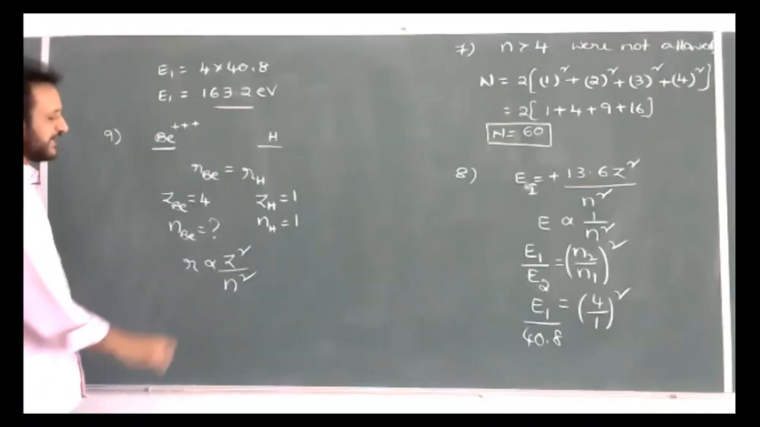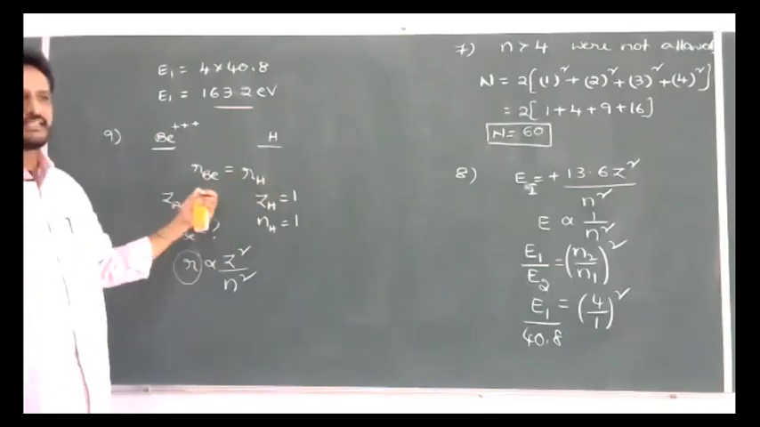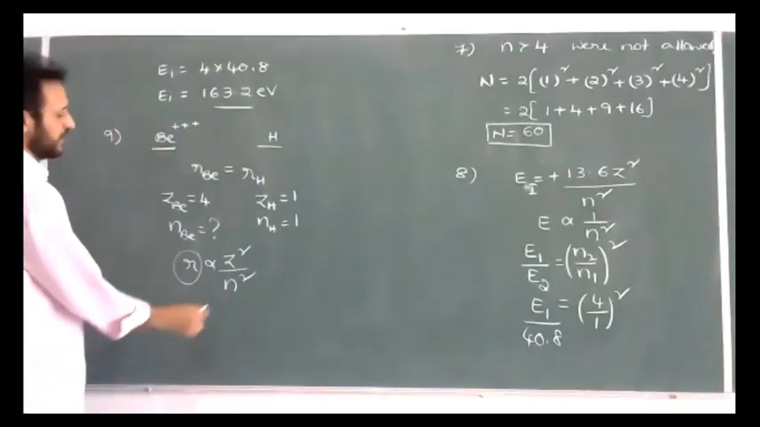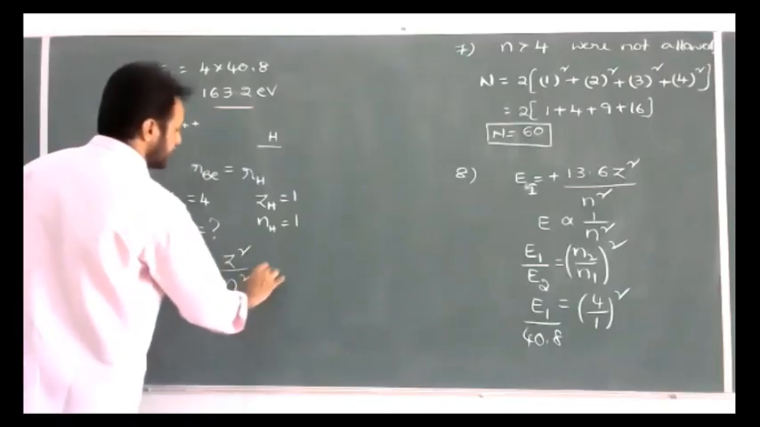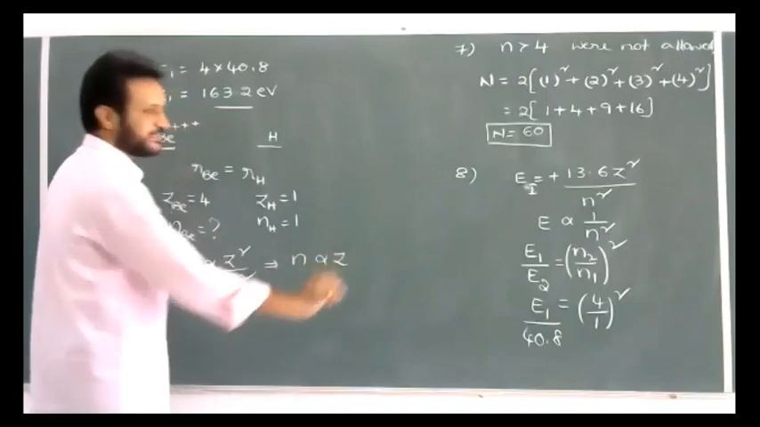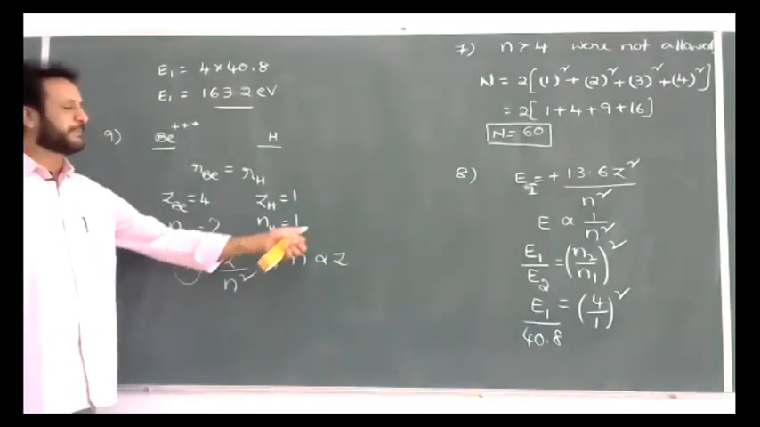But here they given clearly radius is a constant. For both the cases, the radius of the beryllium and the radius of the hydrogen in the particular orbits is same, given. Now take n square left side. So n square is proportional to Z square, that implies n is directly proportional to Z, we can write.